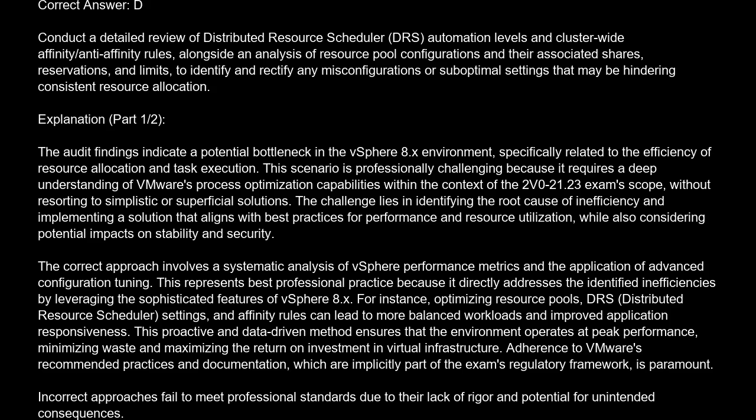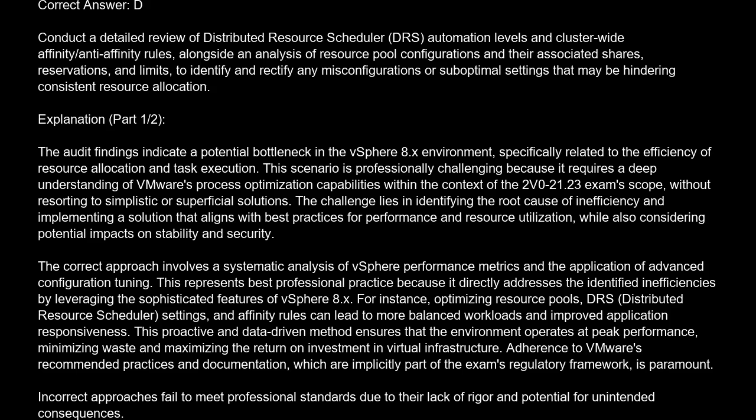Explanation. The audit findings indicate a potential bottleneck in the vSphere 8X environment, specifically related to the efficiency of resource allocation and task execution. This scenario is professionally challenging because it requires a deep understanding of VMware's process optimization capabilities within the context of the 2V0-21-23 exam scope, without resorting to simplistic or superficial solutions. The challenge lies in identifying the root cause of inefficiency and implementing a solution that aligns with best practices for performance and resource utilization, while also considering potential impacts on stability and security.